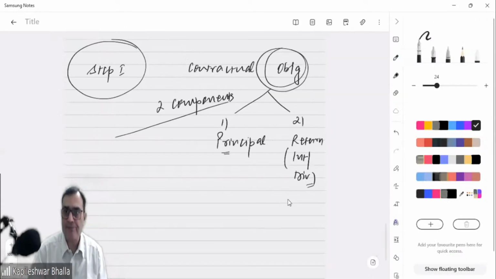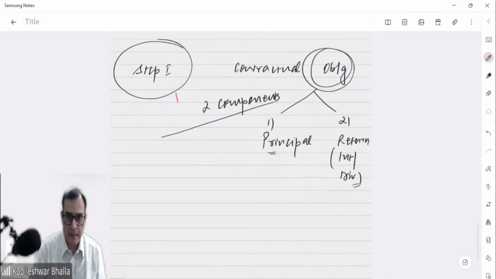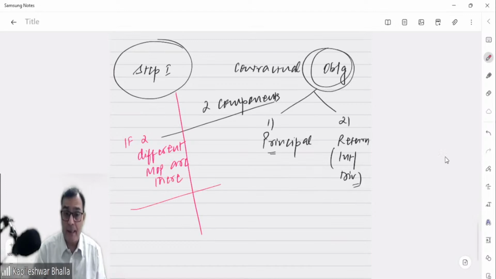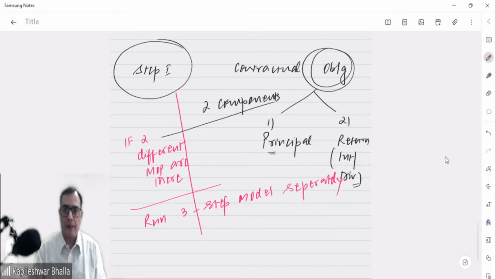So the moral of the story in this particular case is that if you've got two components and two different modes of payment, then run this three-step model separately for each component. That is an important thing to be kept in mind.